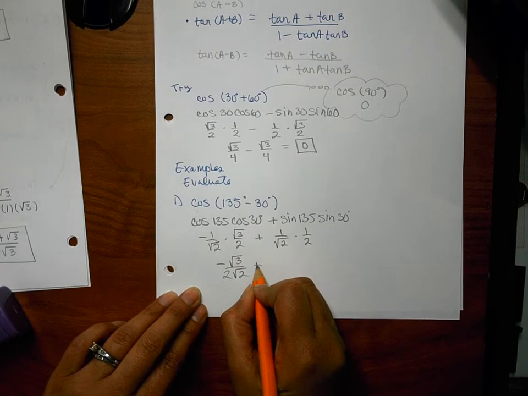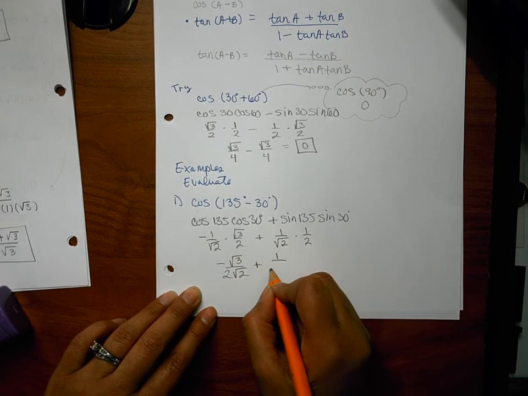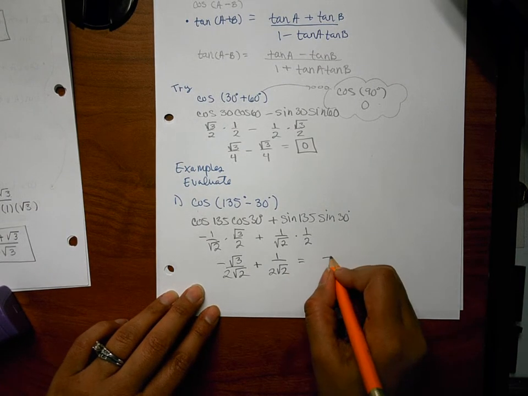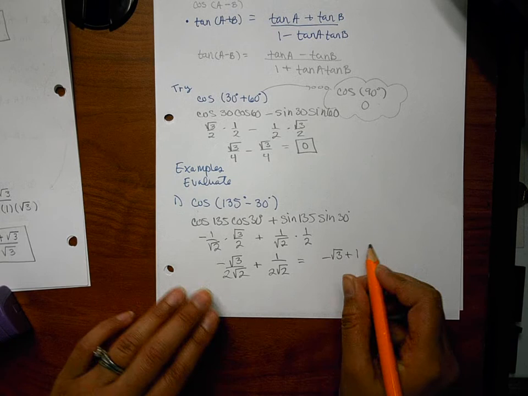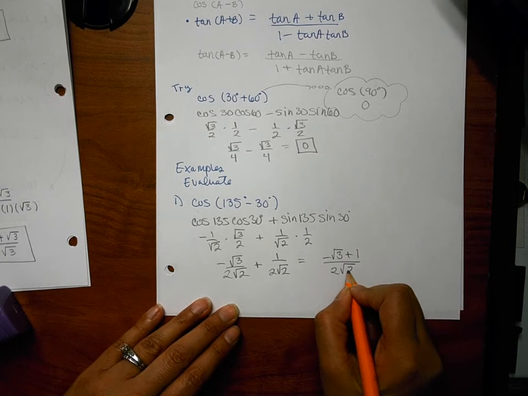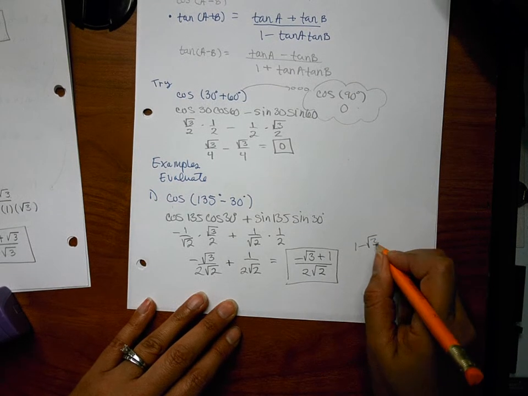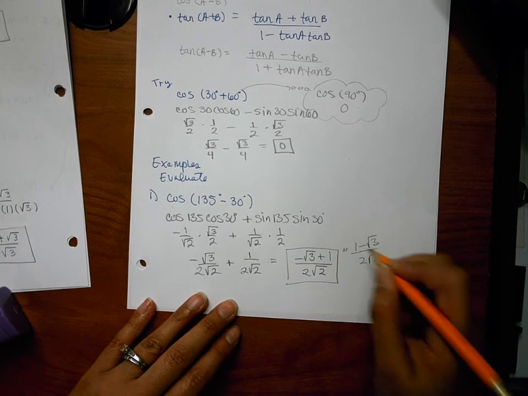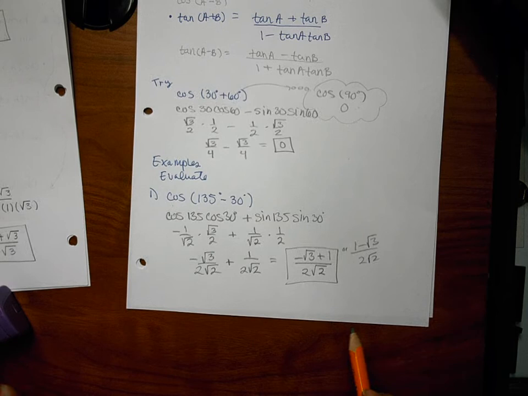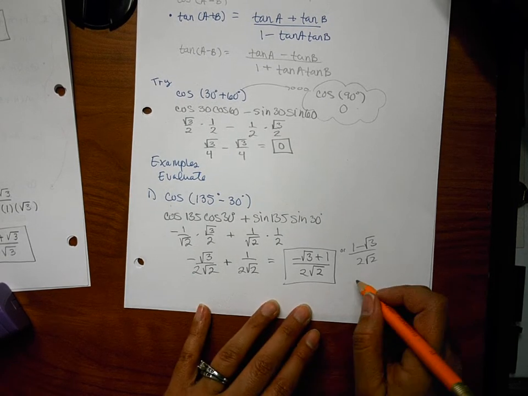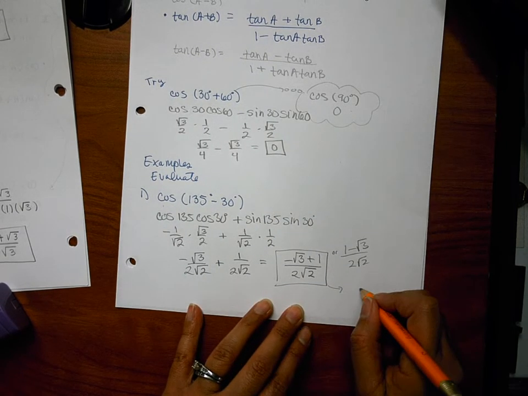We get negative root 3 over 2 root 2 plus 1 times 1 is 1 over 2 root 2. Add them together. We get negative root 3 plus 1 over 2 root 2. Now, if you wanted to, you could write that as 1 minus root 3 over 2 root 2. You don't have to. You can. I'm not going to rationalize. You can. If you do rationalize, your answer is going to look different. So if you're checking answers in the back of the book, they do rationalize. So it will look a little different.